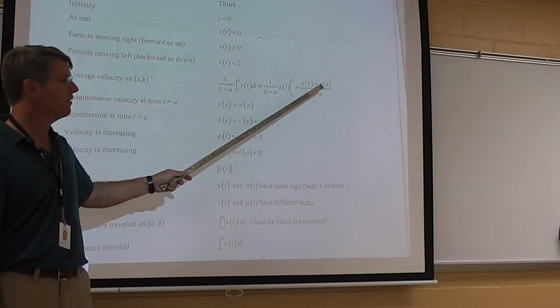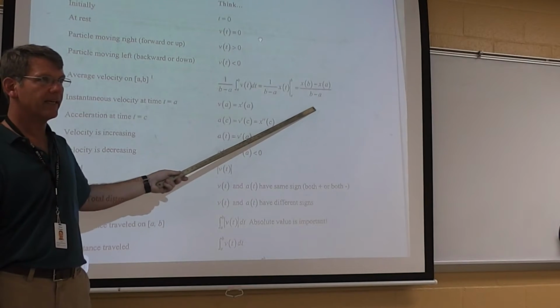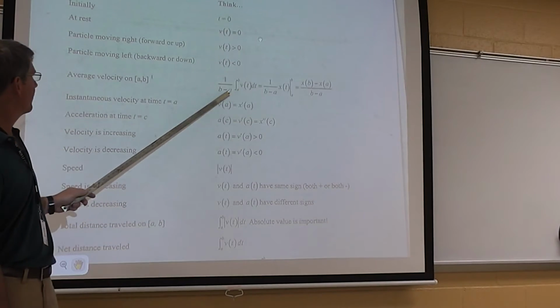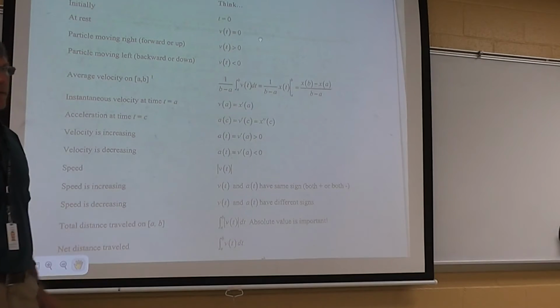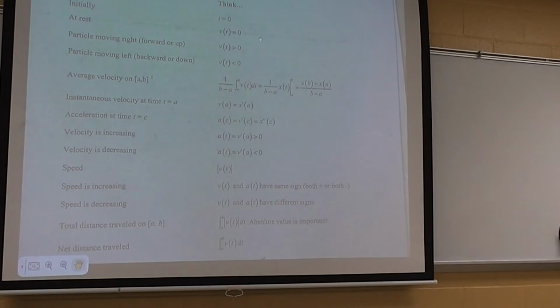This is the right-hand side of the mean value theorem. That's the slope of my secant line, the average rate of change. So I can calculate average velocity one of two different ways, depending on what's given to me. I want to make sure and put that up to you. Instantaneous velocity, that's just the derivative.